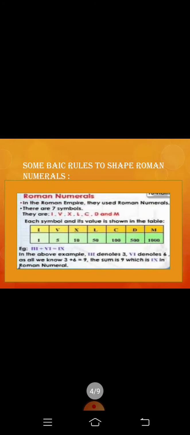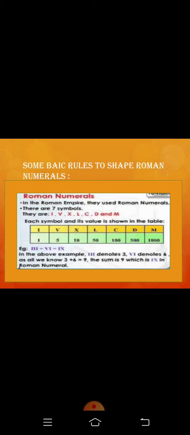The basic rules of Roman numerals are: there are basically 7 numerals, which are as follows: I, V, X, L, C, D and M. Each has a value. I stands for 1, V stands for 5, X stands for 10, L stands for 50, C stands for 100, D stands for 500 and M stands for 1000.